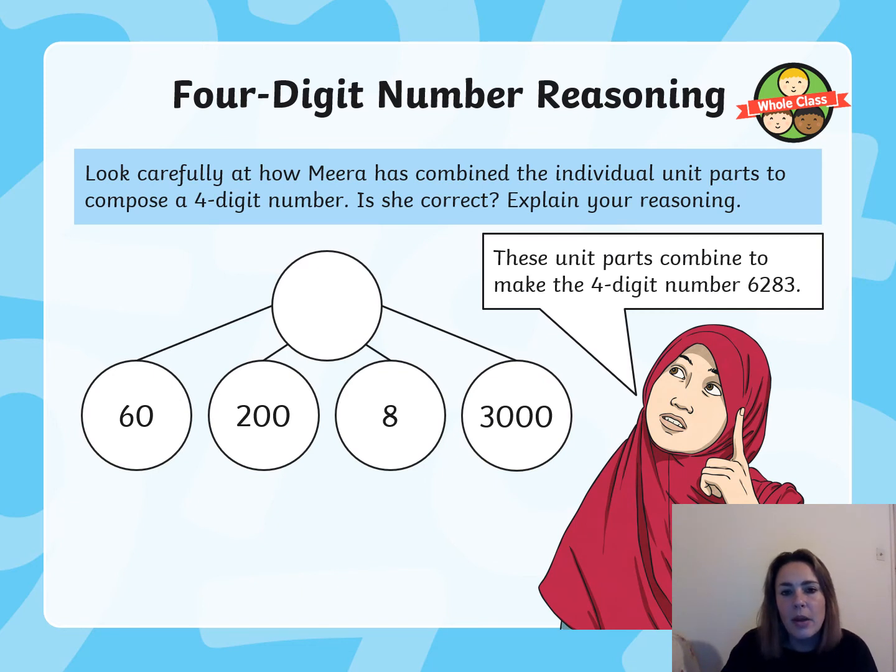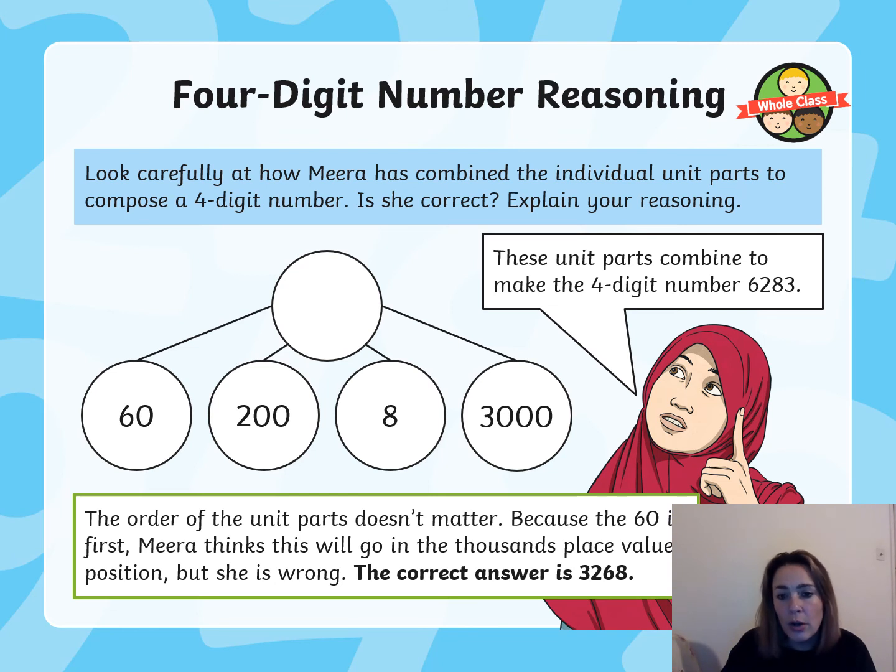Look carefully at how Mira has combined the individual unit parts to compose a 4-digit number. Is she correct, and explain your reasoning? Mira is saying these unit parts combine to make the 4-digit number 6,283. Have a look. Is she correct? Is there 6,000 there? Let's have a look.